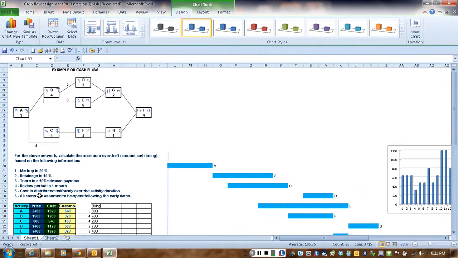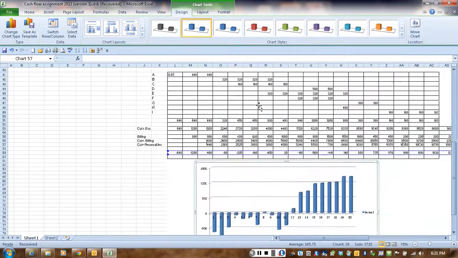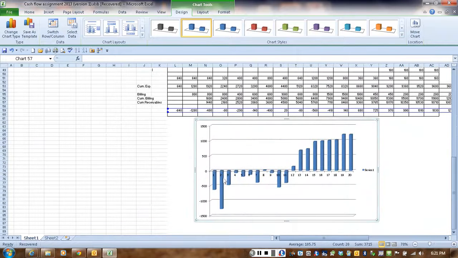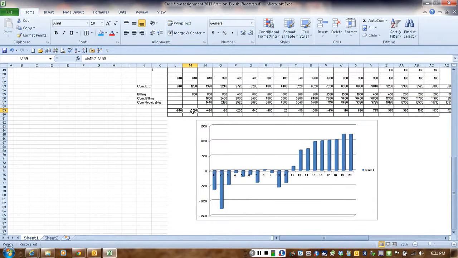So basically, we assume that the cost is uniformly distributed. So if the cost of the activity is 1920 divided by 3, it's going to be 640 for each month, and so on. That's what's meant by uniformly distributed. All costs are assumed to be spent following the early dates. So based on these early dates, that's why you did not need to calculate the late dates for the project. So that's how you develop a cash flow, knowing how much money you need to spend or need to have in your safe every month. So obviously the largest deficit is going to be that 1280. If you do not have 1280 in your safe, then you cannot complete this project.